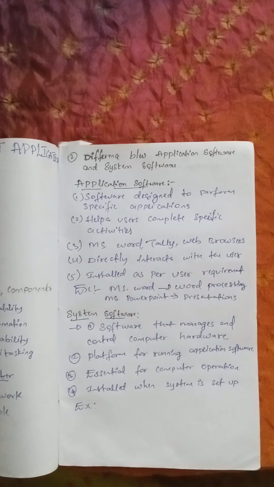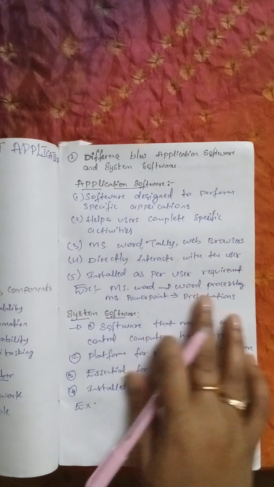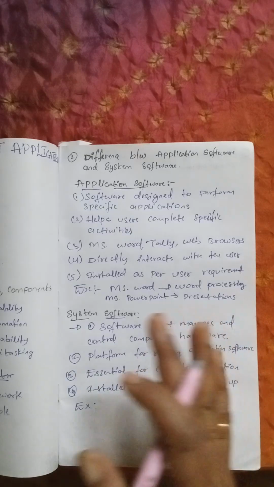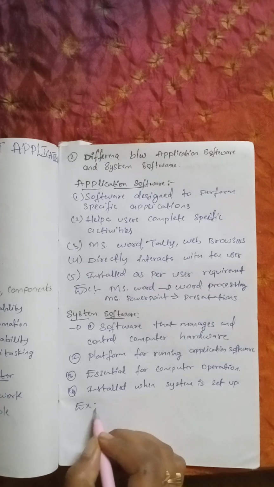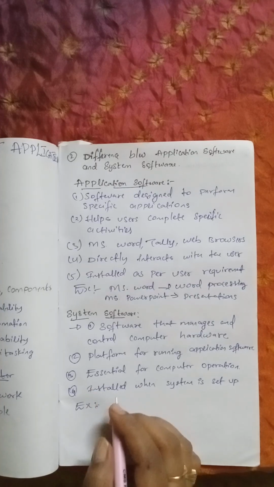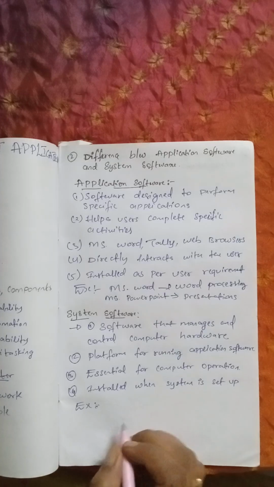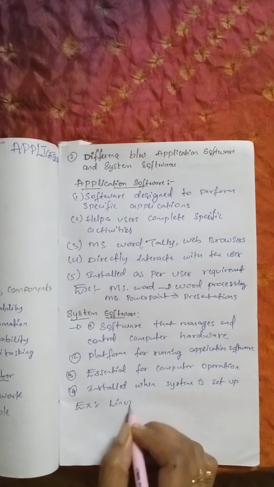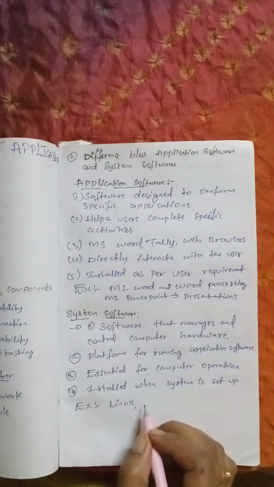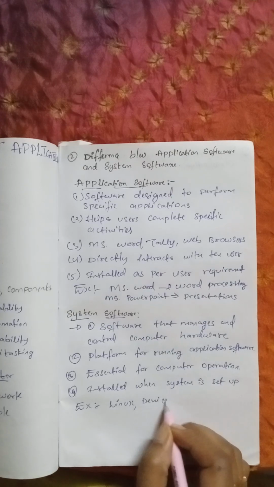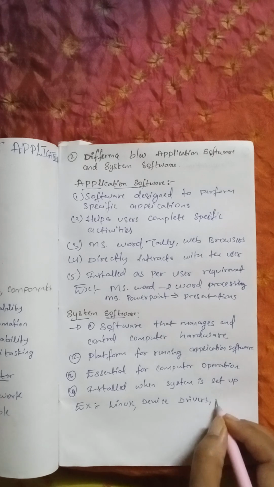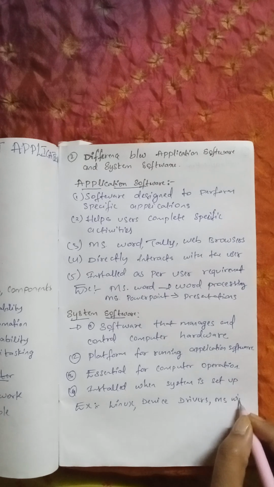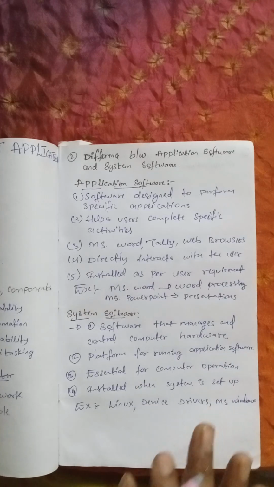For example, for application software, MS Word is for word processing, MS PowerPoint is for presentations, and MS Excel is for spreadsheets. For system software, examples are the Microsoft Windows operating system, Linux, which is also an operating system, and device drivers. You can give even Microsoft Windows as an example.